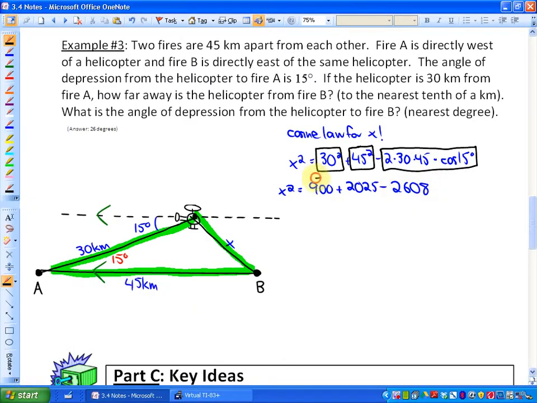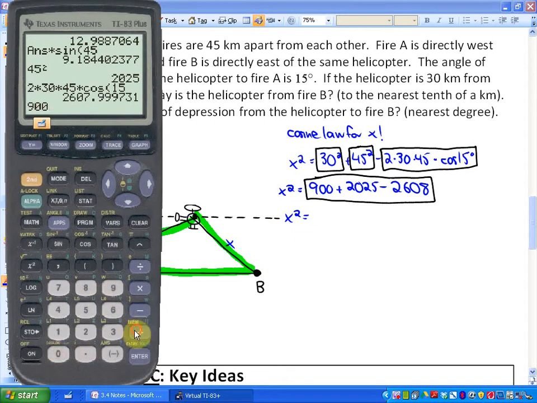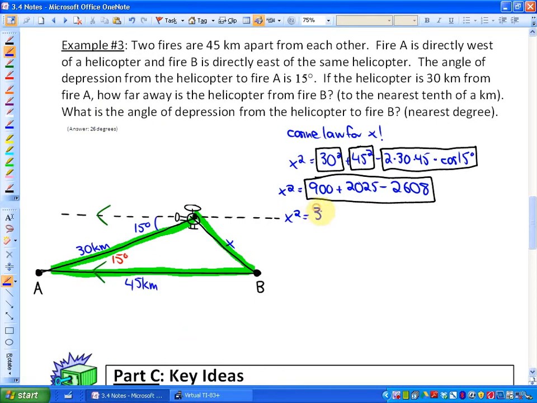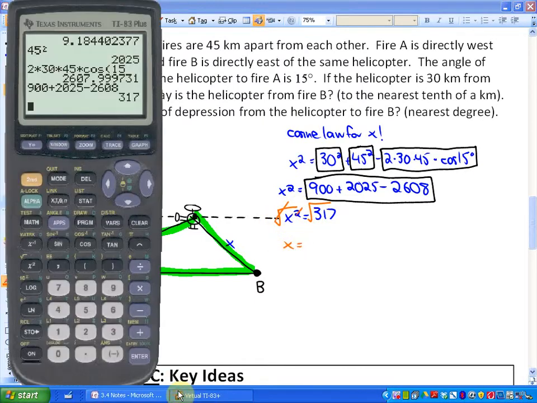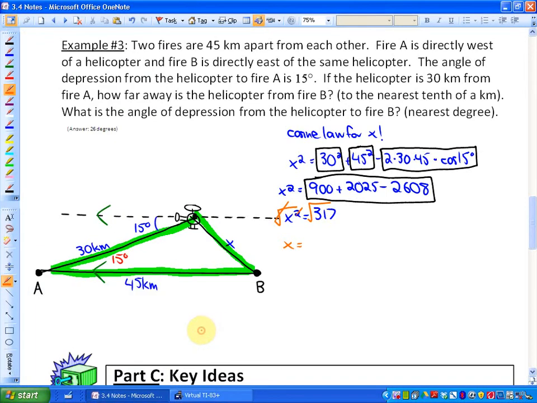Okay, so the next step is to determine this sum here. So we know that x squared is equivalent to 900 plus 2025 minus 2608. That's roughly 317. And as we know, the last step in solving for the side length using the cosine law is to take the square root. So x is equivalent to the square root of 317, which is roughly 17.8 kilometers. So that distance is 17.8 kilometers.